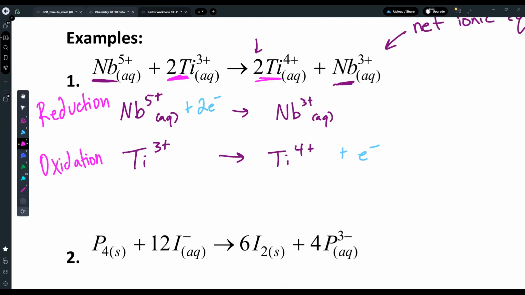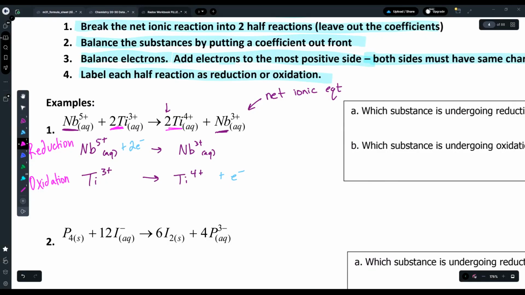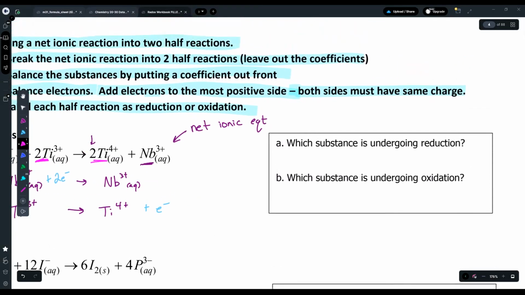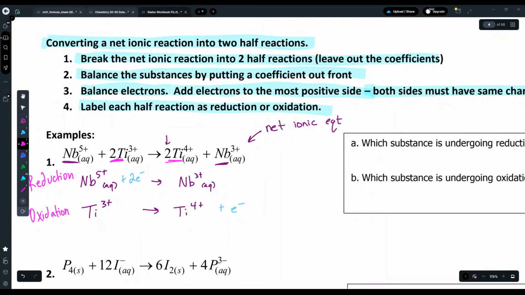Okay. And for where we are in this course right now, that's where we're going to leave the half reactions, okay? But later on in the course, we will do more with the half reactions in order to balance it. And I'll show you later on in the course how we're getting these coefficients.